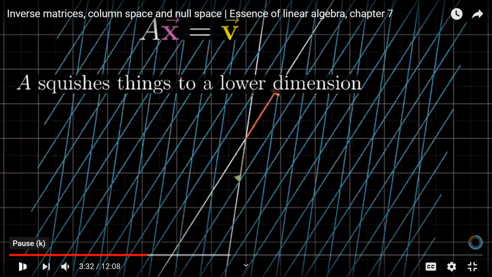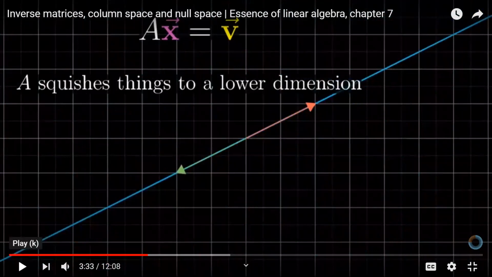Now you can see that. It can also happen that you have 2D grid lines, and once you apply the transformation, it completely loses this two-dimensionality and becomes one-dimensional, like a line.